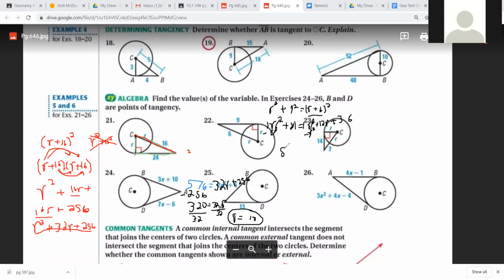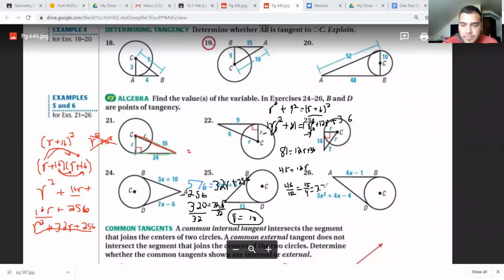I'm very confused right now. So it's 81 equals 12r plus 36. So you should get to there. Then it's simple algebra, minus 36 on both sides. You should get 45 equals 12r. Divided by 12 on both sides, you get 45 over 12, which you could simplify to 15 over 3. No, 15 over 4, which is also 3.75.